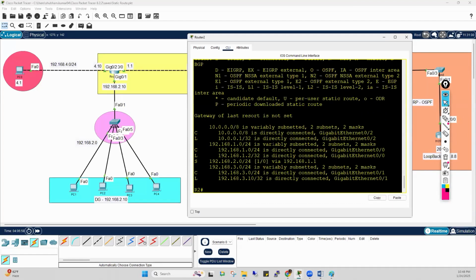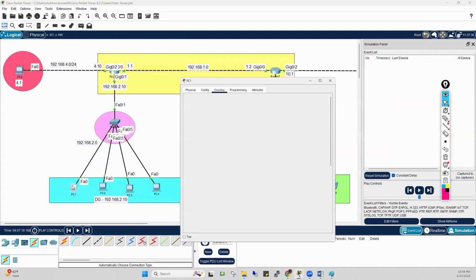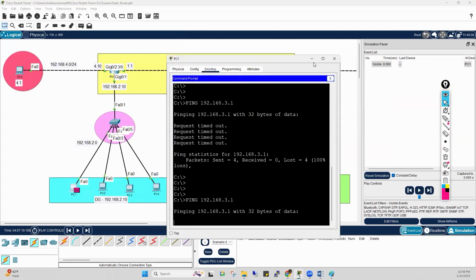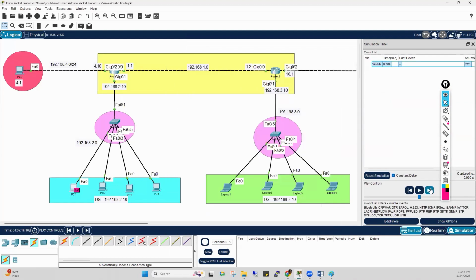See, now this router knows 192.168.2.0. Getting my point, everyone? Yes or no? Clear? Now see, now try to ping here. Come here on this PC. I am writing ping 192.168.3.1.